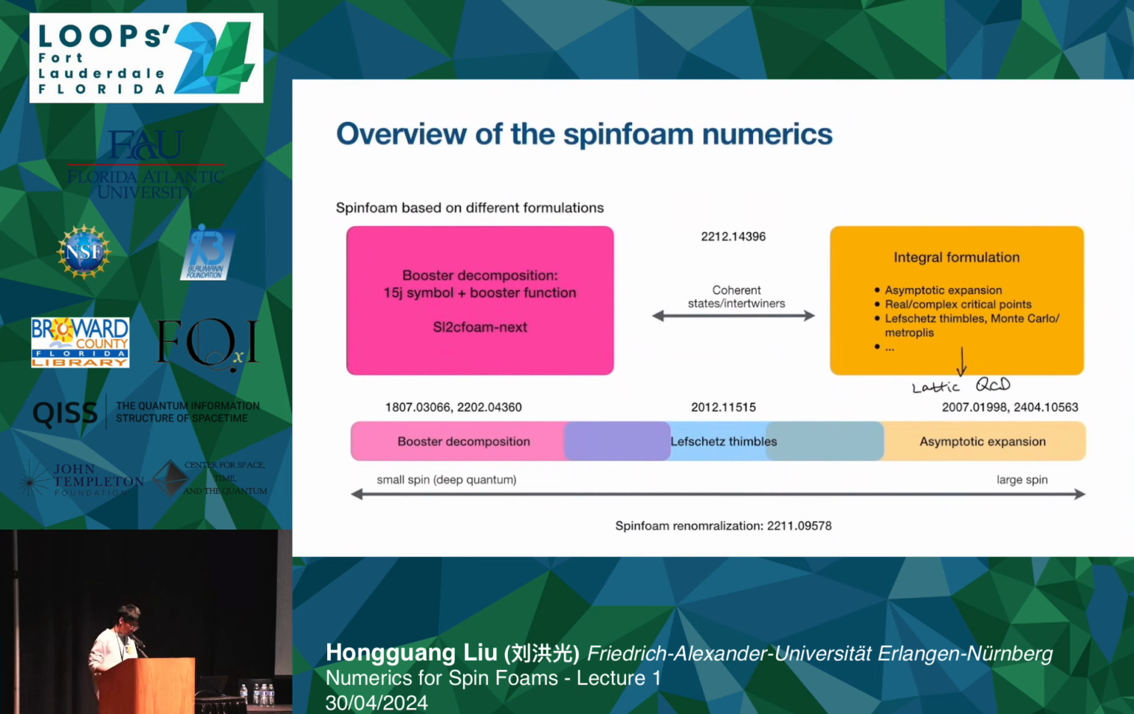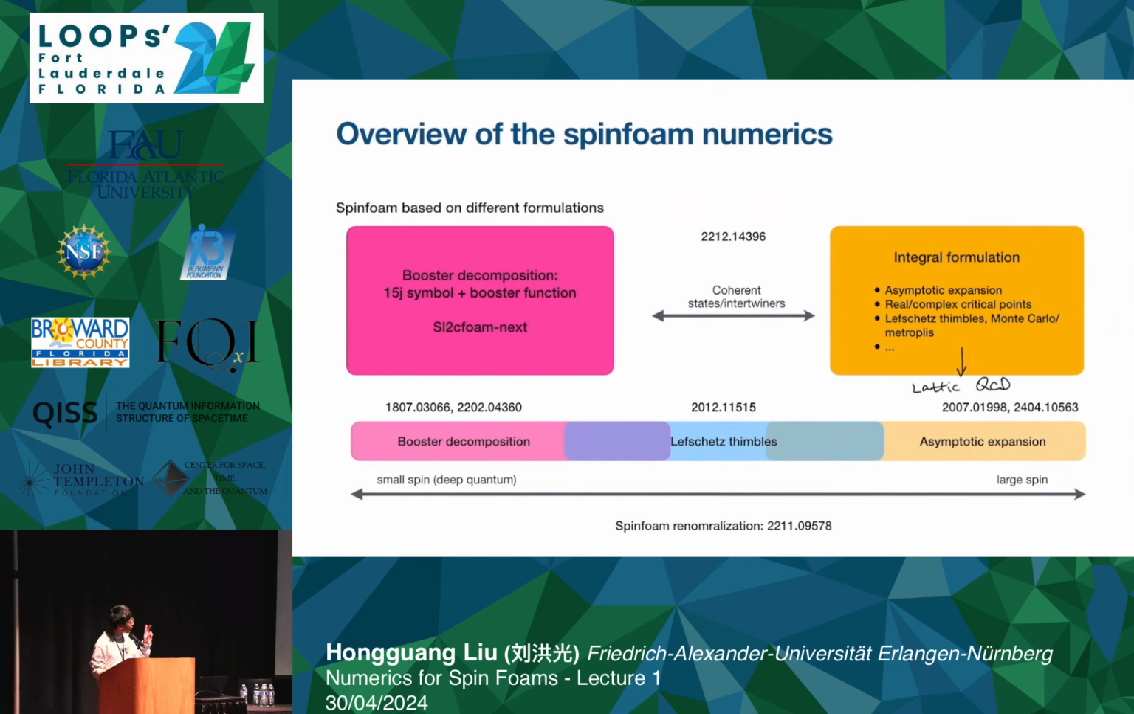And then for the large spin regime, which is also connected to the semi-classical and the classical probability series, there is the integral formulation. These two approaches are somehow related to the coherent states or the coherent intertwiners. For the integral formulation, we have the asymptotic expansion, and we can talk about the real and also complex critical points. And we also have the Lefschetz thimble method, which is somehow in the intermediate regime, non-perturbative, but also very hard to calculate for very small spins.